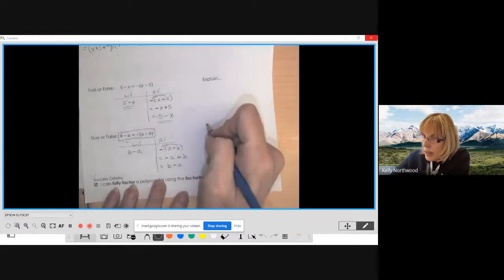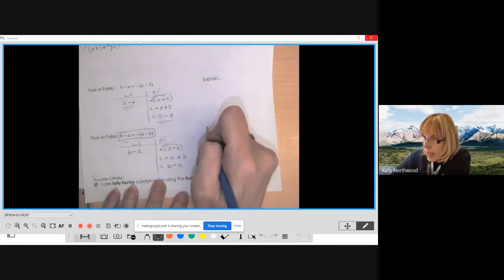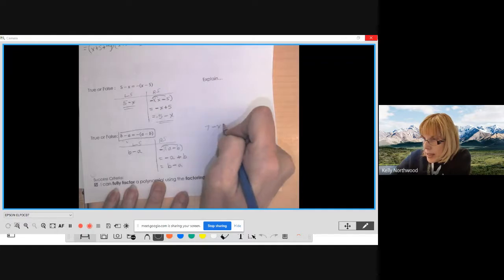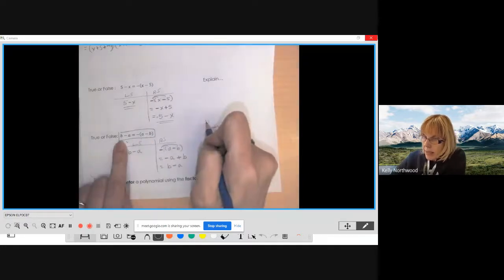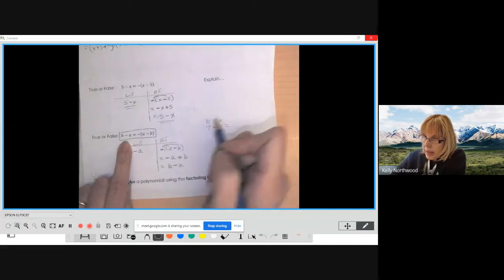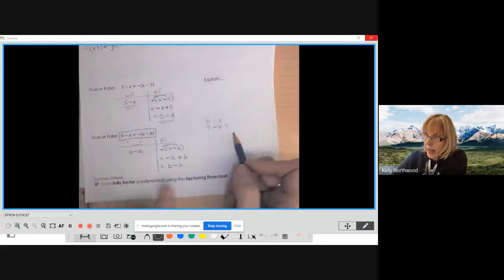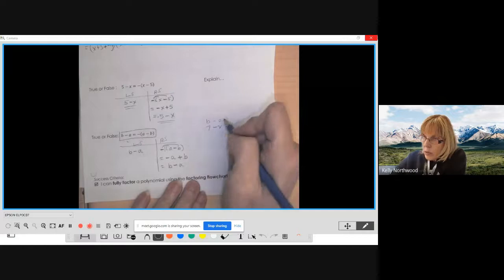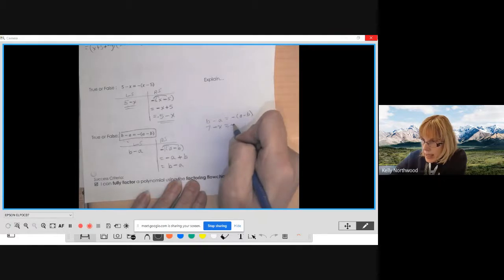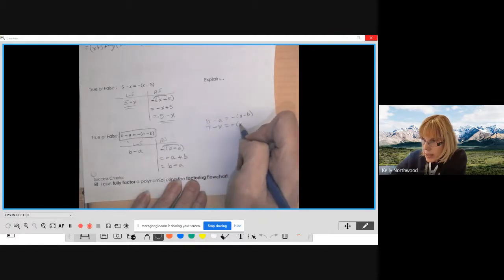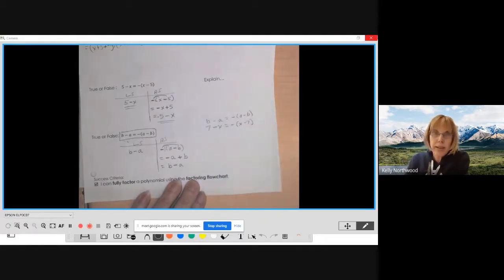So if I want to rewrite 7 minus x, if I follow this, it's like b being 7 and a being x. So b minus a is the same as negative a minus b. So 7 minus x is the same as negative, and then switch them, x minus 7. Okay, so that's an identity. We call it the factor of negative 1 rule.